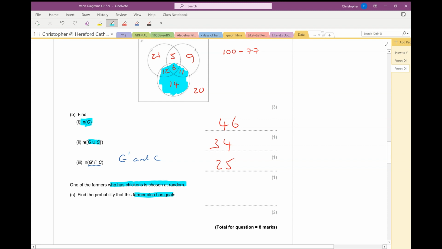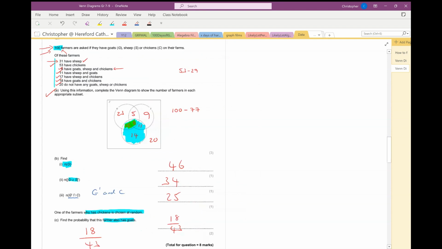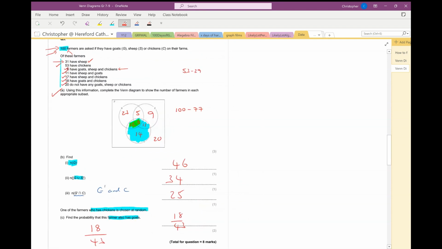Well, how many of those also have goats? Well, the answer is that 18 of those also have goats. So it's 18 out of, how many farmers are we choosing from? 12 and 6 is 18, plus the 14 is 28, 32, 43. So 18 out of 43. Well, I can't simplify that. So that is my answer to part C, and that is question 3 done.